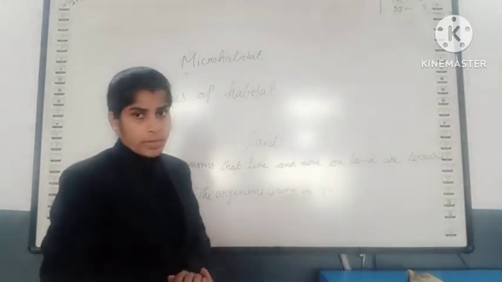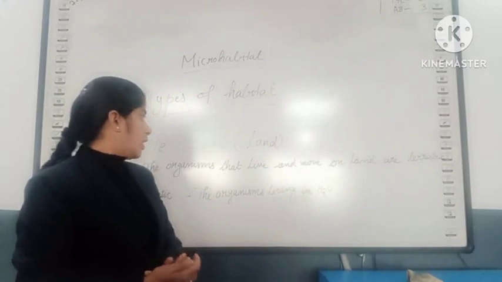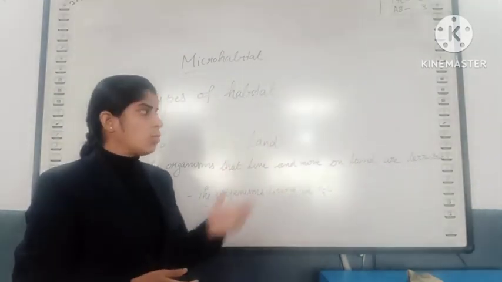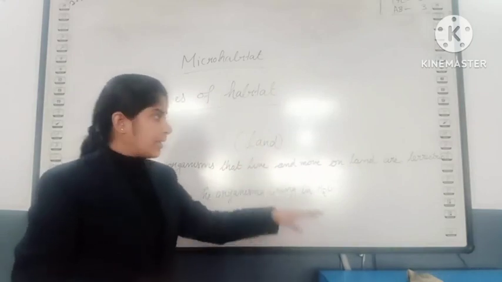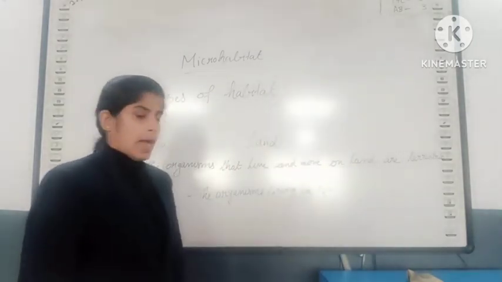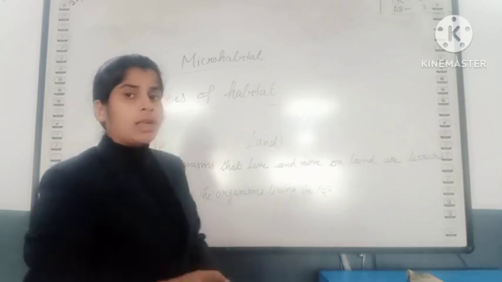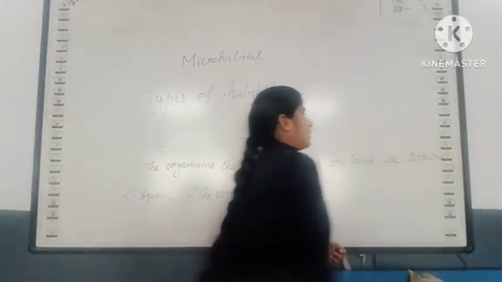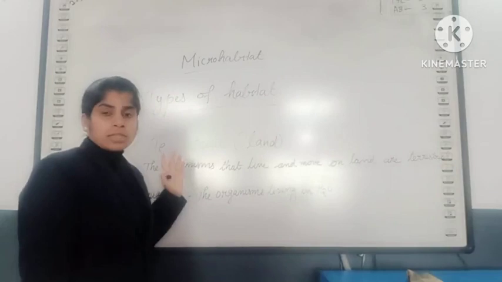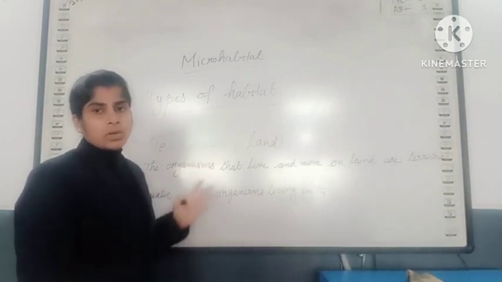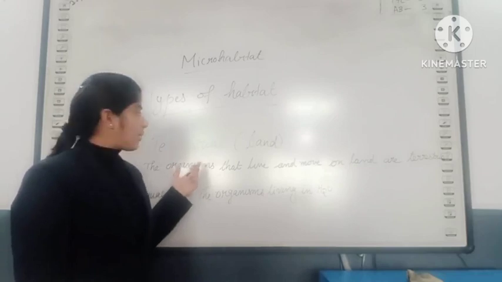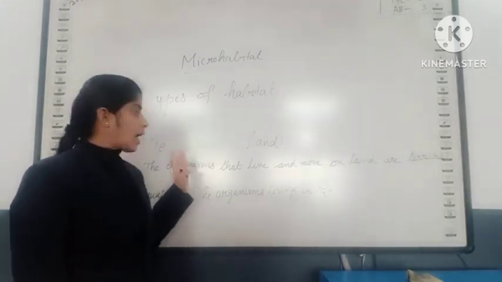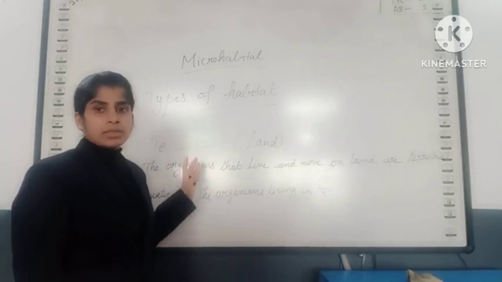So first one we are going to discuss is terrestrial habitat. Terrestrial habitat means the organisms that live and move on land. In this habitat, there are rapid fluctuations of temperature and moisture. And this habitat is not a uniform habitat. There are many barriers like desert, river, mountains.